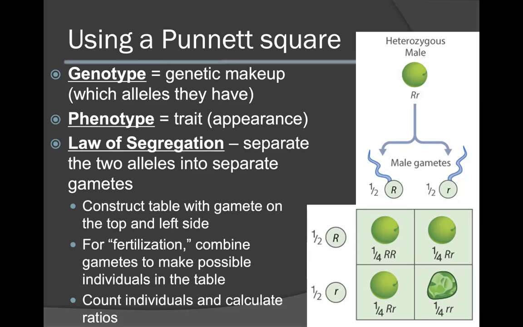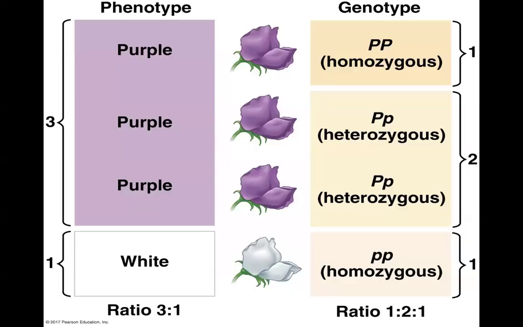We can also get an idea of what our phenotype ratio would be, looking at what these offspring would look like. In this case, 75% of the offspring would be round, and 25% would be wrinkled. It is important to understand and be able to state clearly what a phenotype and genotype ratio are.